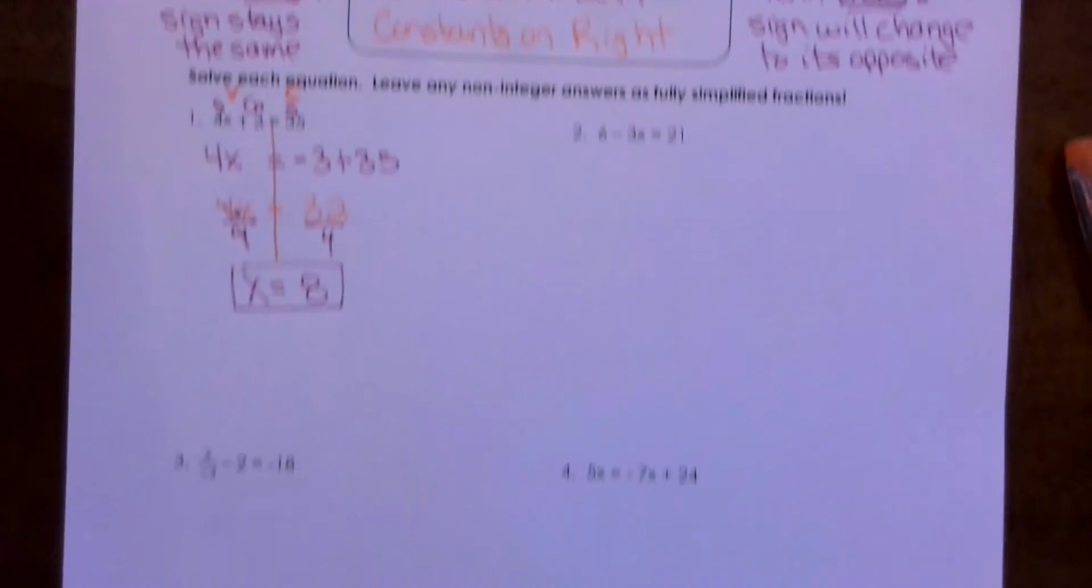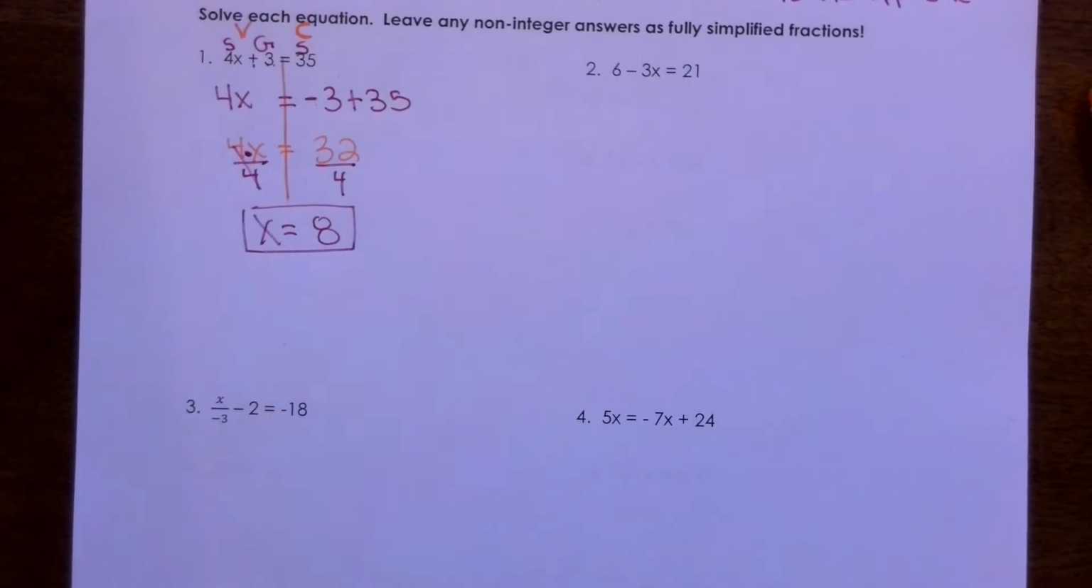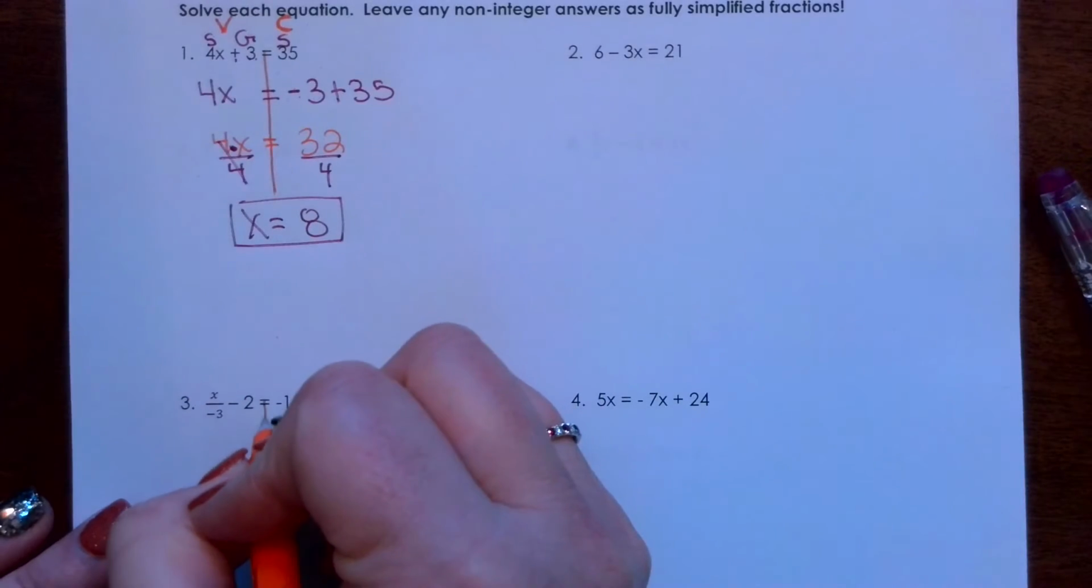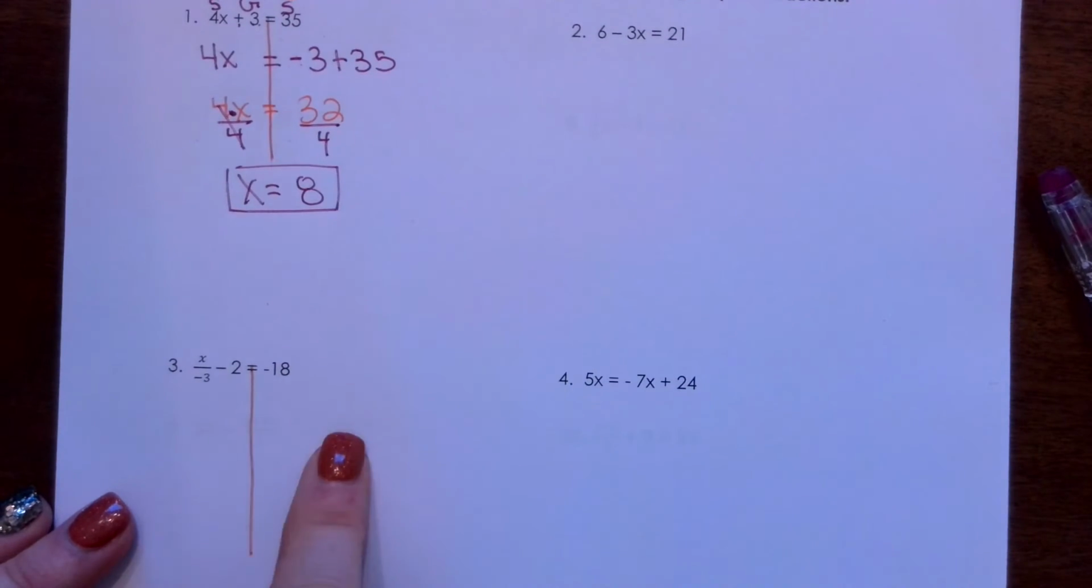I'm going to do number 3 now because I want you to see the other thing that might happen as this last step. So again, I've got a line drawn down, so I have my left and my right.